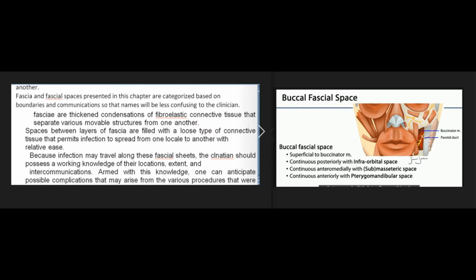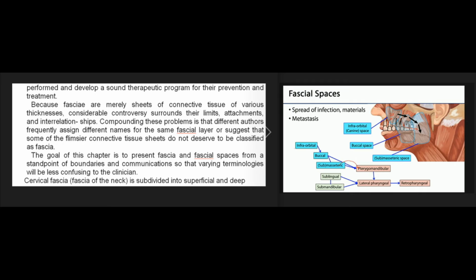Fasciae are thickened condensations of fibroelastic connective tissue that separate various movable structures from one another. Spaces between layers of fascia are filled with a loose type of connective tissue that permits infection to spread from one locale to another with relative ease. Because infection may travel along these fascial sheets, the clinician should possess a working knowledge of their locations, extent, and intercommunications. Armed with this knowledge, one can anticipate possible complications that may arise from the various procedures that were performed and develop a sound therapeutic program for their prevention and treatment.